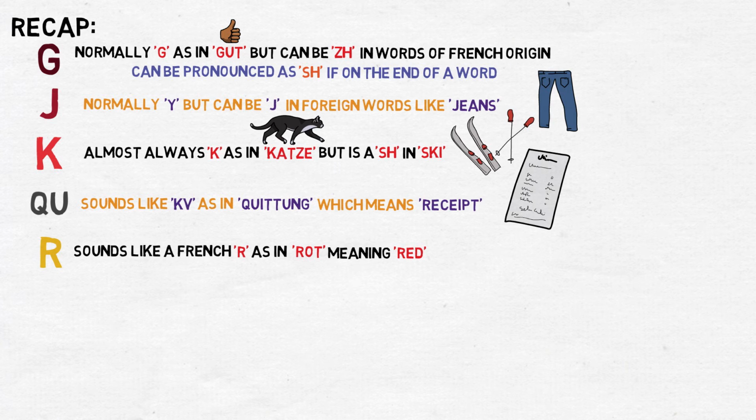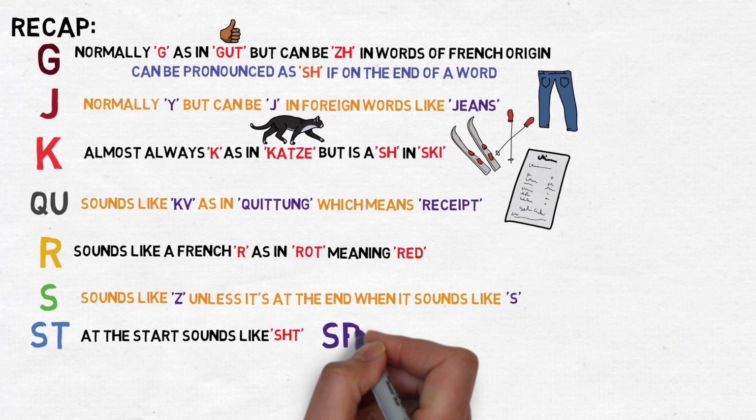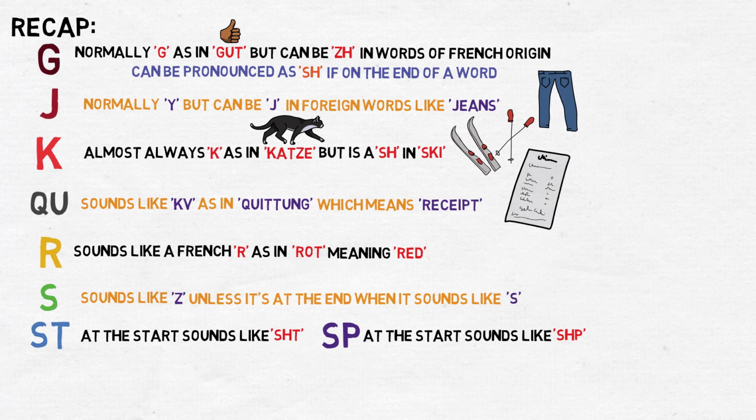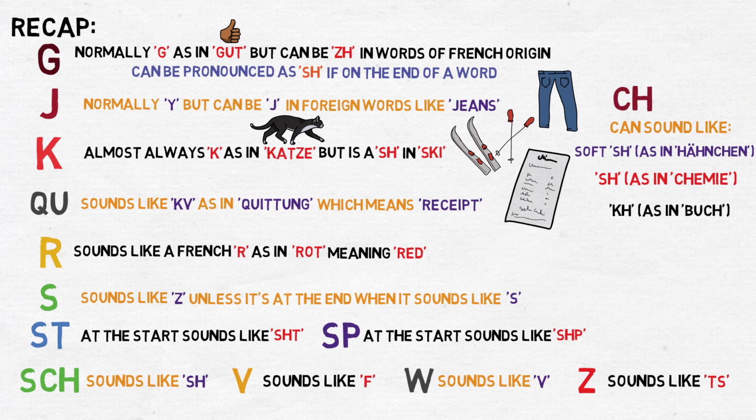R sounds like R in French, like rot, meaning red, unless you're from southern Germany or you're Austrian or Swiss. S sounds like Z, unless it's at the end, when it sounds like S. ST at the start is sht, and SP at the start is shp. SCH sounds like sh. V sounds like f. W sounds like v. Z sounds like ts. And CH has lots of sounds.